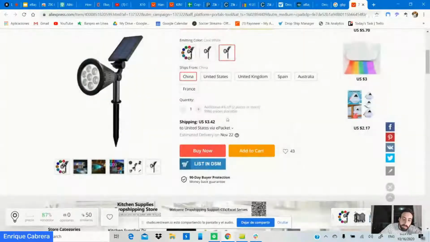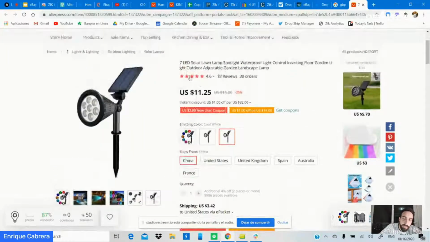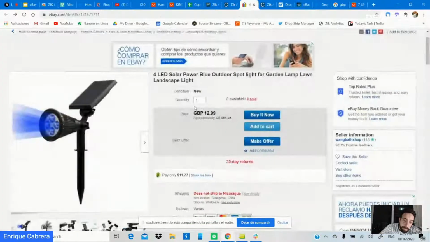So now that we apply the shipping cost, now that we know the supply cost, and now that we know the price that this seller is selling this item for on eBay, there's something very cool that I'd like to show you guys.